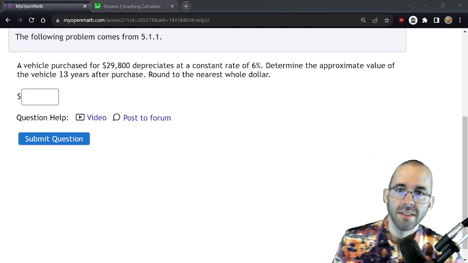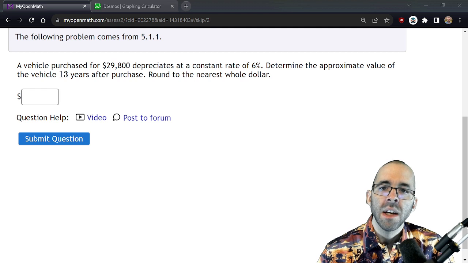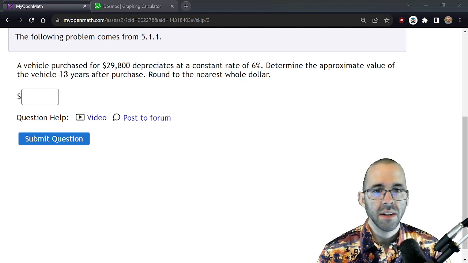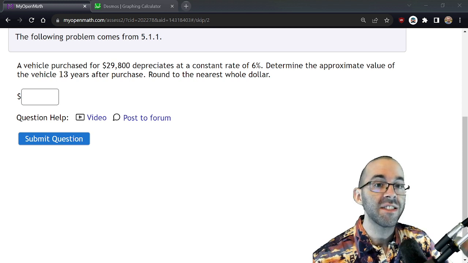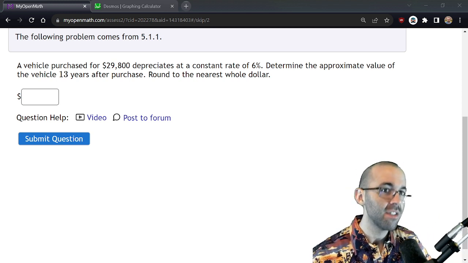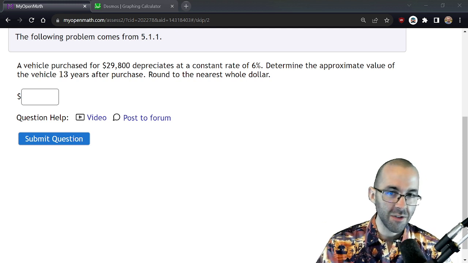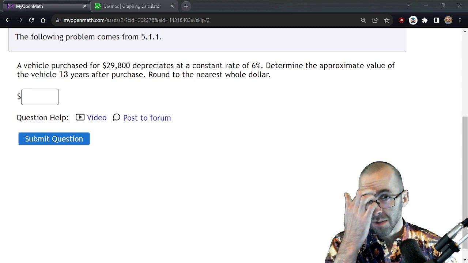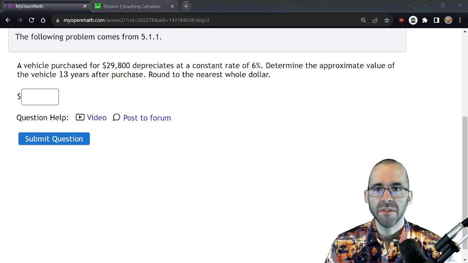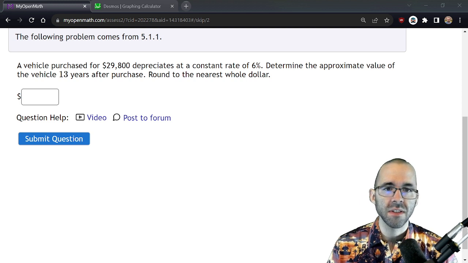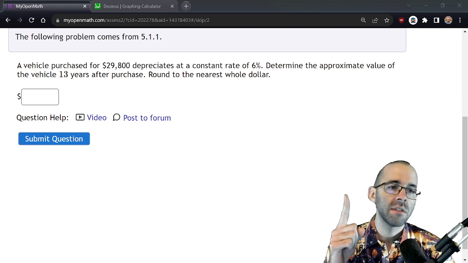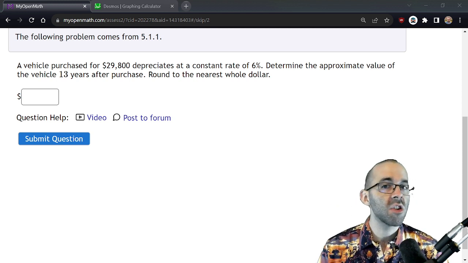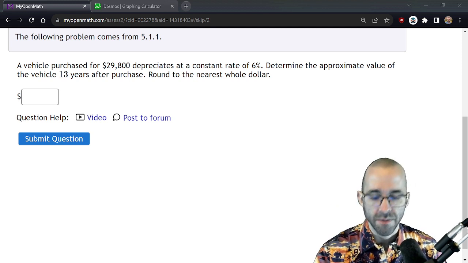All right, let's do some practice. We're going to start by looking at this one. A vehicle purchased for $29,800 depreciates at a constant rate. Okay. A rate of 6%. It's going to be exponential. If it were decreasing by $600 every year, that'd be linear. But by a percent every year, that's going to be exponential. Determine the approximate value of the vehicle 13 years after purchase. We're going to need a function, and then we have to use the function. Okay. If we can get a function to model it, we can plug in 13 and find out.